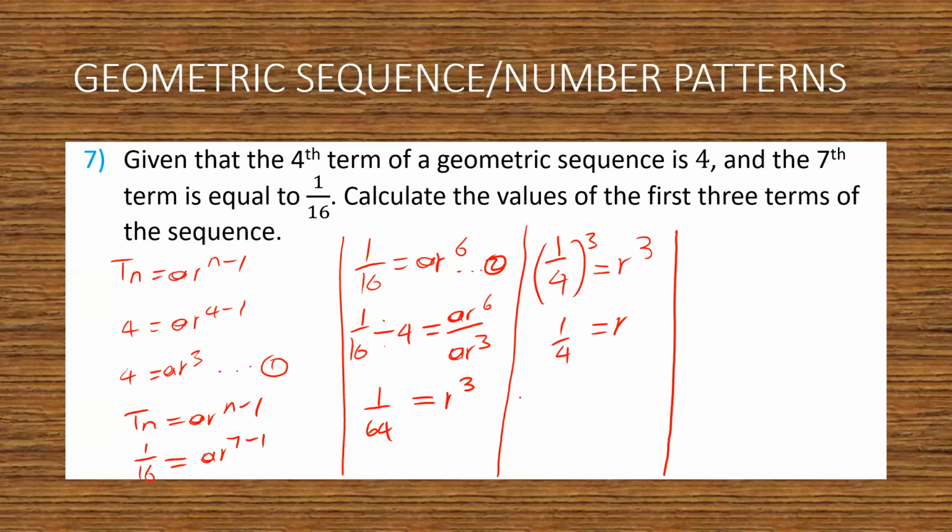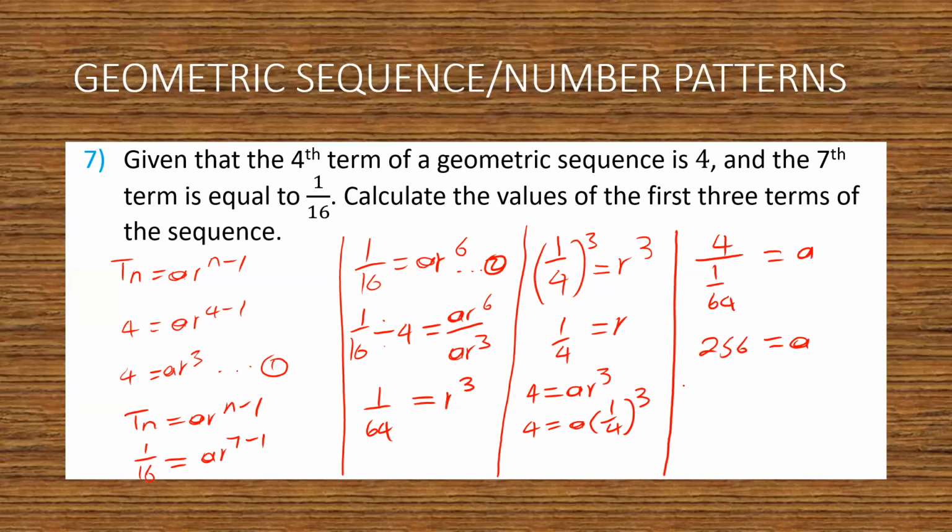Calculate A. I took the equation 4 equals AR to the power of 3, then I substituted 1 over 4 into R. And then I said 4 divided by 1 over 64 equals A. And what did you get there? I got 256. Right, that's A.